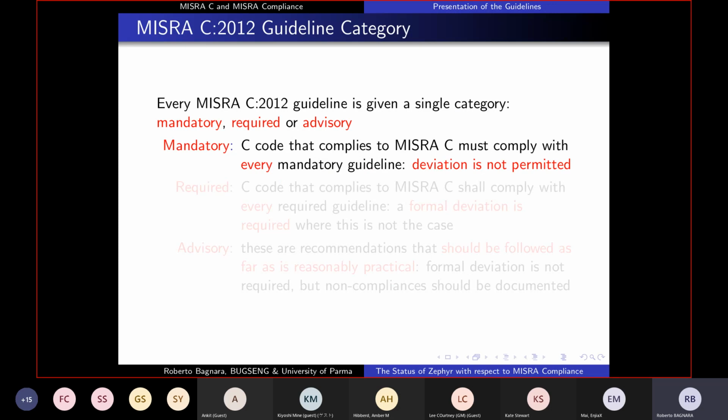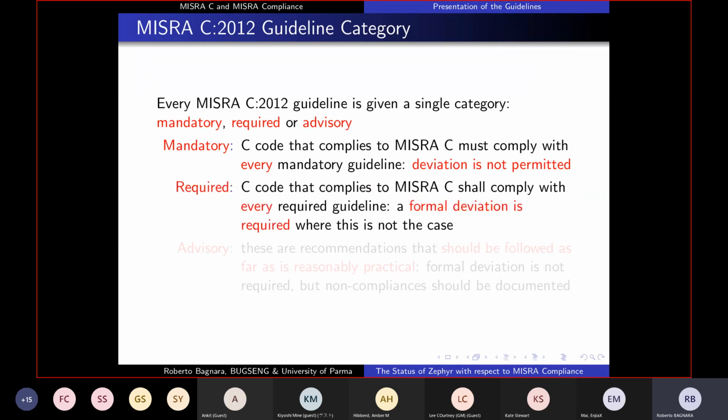Okay, a very important distinction has to do with the category of the guidelines. There are 3 categories defined by MISRA. The category mandatory is for guidelines that do not admit any deviation. So if you violate any mandatory guideline, then the project cannot be MISRA compliant. It will be non-compliant. There are no exceptions to this.